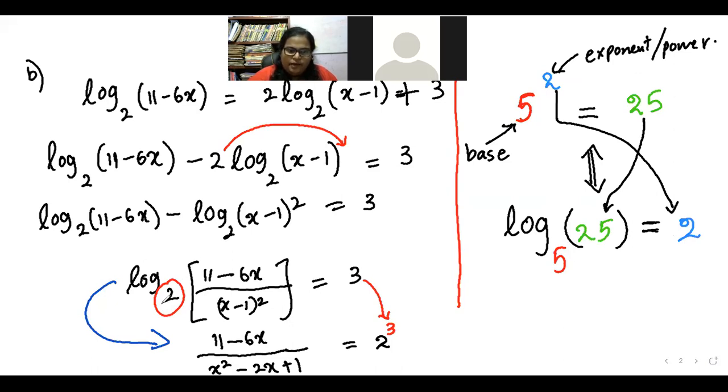So you have a base, you have a small one. With a log function we write this base in small size, and here it is 2. And inside this log function, we have 11 minus 6x over x minus 1 to the power 2, and it is equal to 3. So by using this conversion, we can write this in exponential form. First thing we are writing here is 11 minus 6x divided by x minus 1 to the power 2. So it is the expression inside this log form, and it is equal to, we are writing this format.